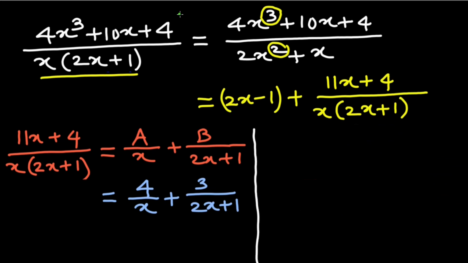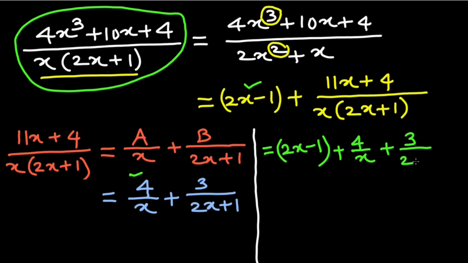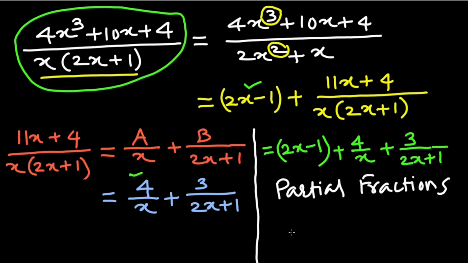The partial fractions of this improper fraction will be 2x minus 1, which is this, plus 4 by x, which is this, plus 3 by 2x plus 1. These are the partial fractions of the given improper function.